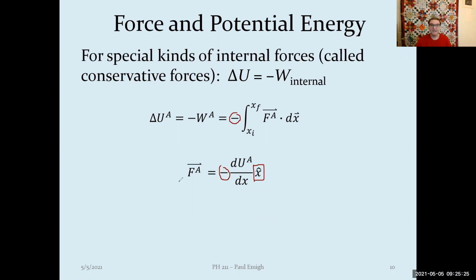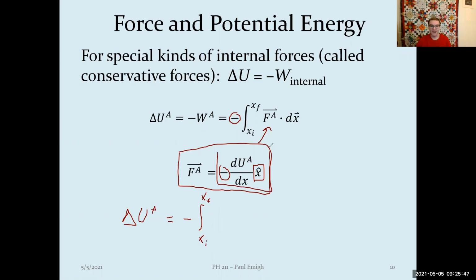So I want to check to see, is this guess for what the force should be a good one? And I'm going to do that by plugging it in here and seeing what happens, right? So I've got delta U right here. This should be, we're going to find out, equal to the negative integral from x_i to x_f of the dot product between this thing right here and dx, right? So I've got another negative sign. I need to do dU/dx, and then I need to do x hat dot dx.